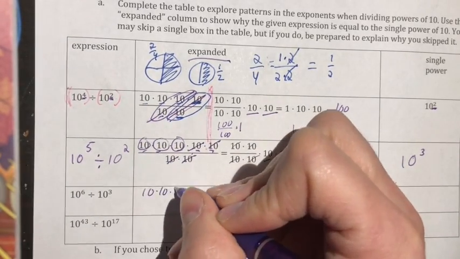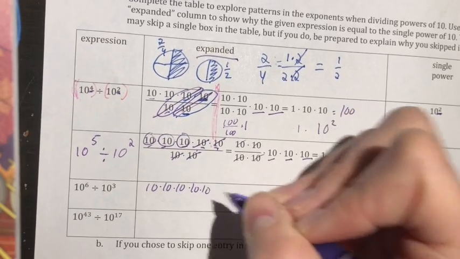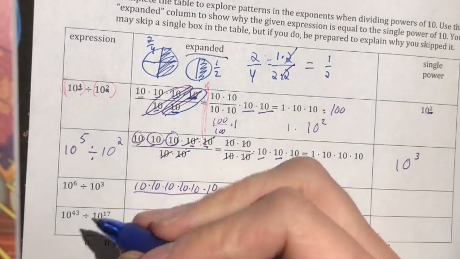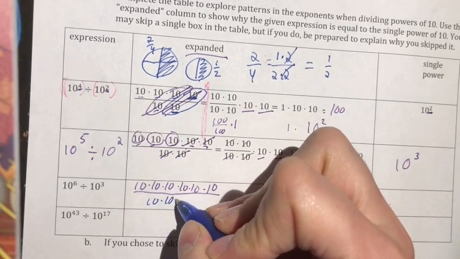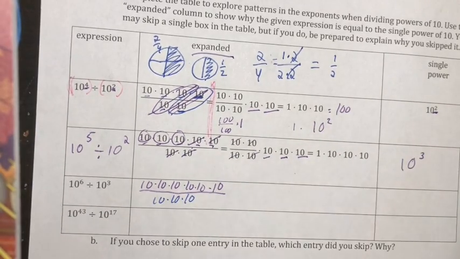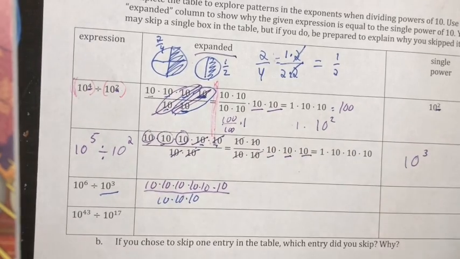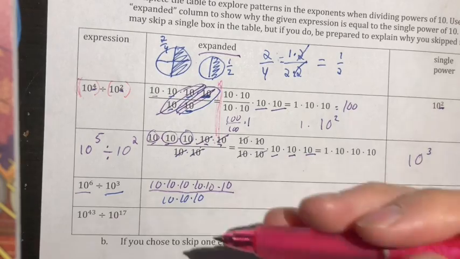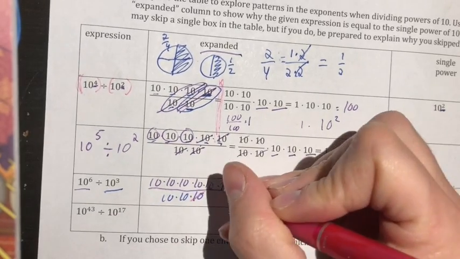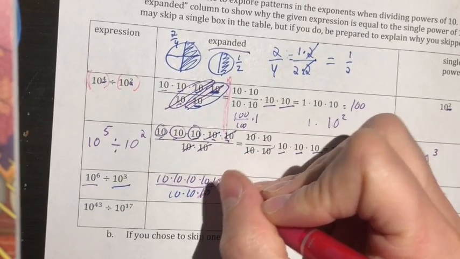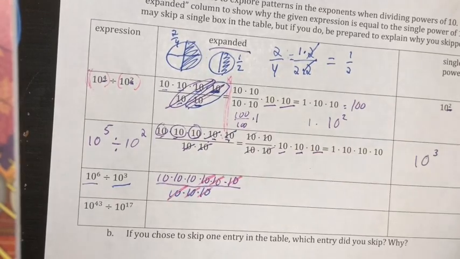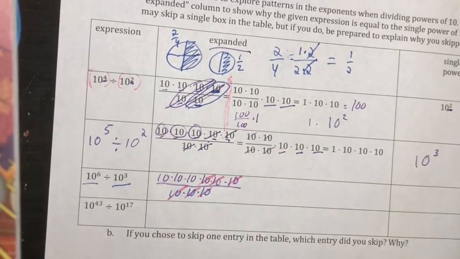10 times 10 times 10 times 10 times 10 times 10 over 10 times 10 times 10. So there's our 10 cubed. There's our 10 to the 6th. How do I simplify this? Well, I've got an extra 10 being multiplied on the top and bottom, an extra 10 being multiplied on the top and bottom, and an extra 10. So I'm really just simplifying that fraction more and more and more.